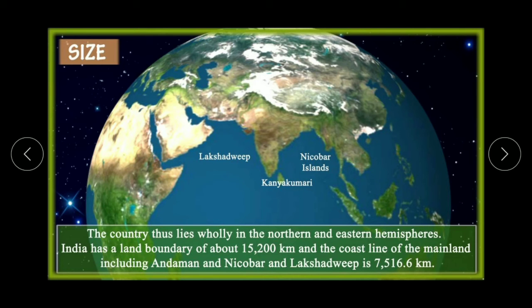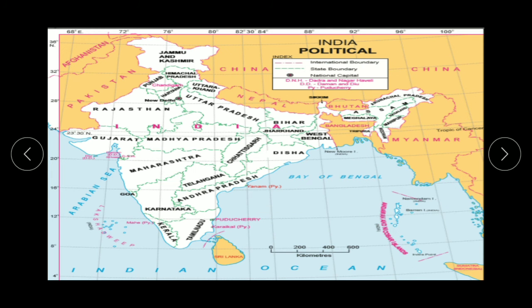India has a land boundary of about 15,200 kilometers, and the coastline of the mainland, including Andaman and Nicobar Islands and Lakshadweep, is 7,516.6 kilometers. These numbers are important. Now you can see India's political map on the screen, which is also given in our textbook under the heading of Figure 2.1, India political.